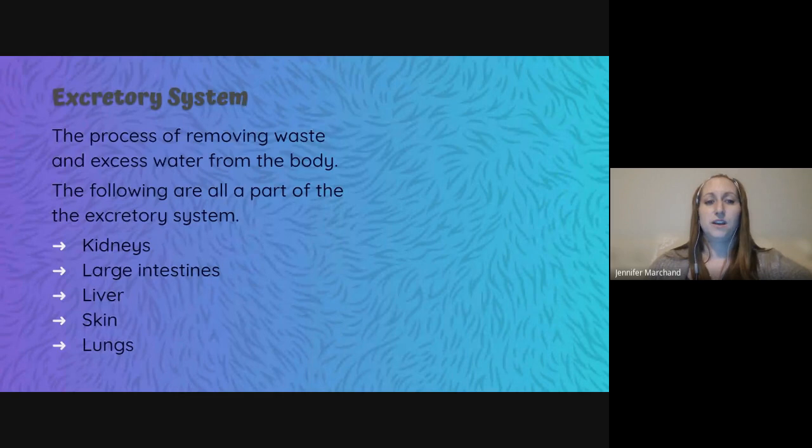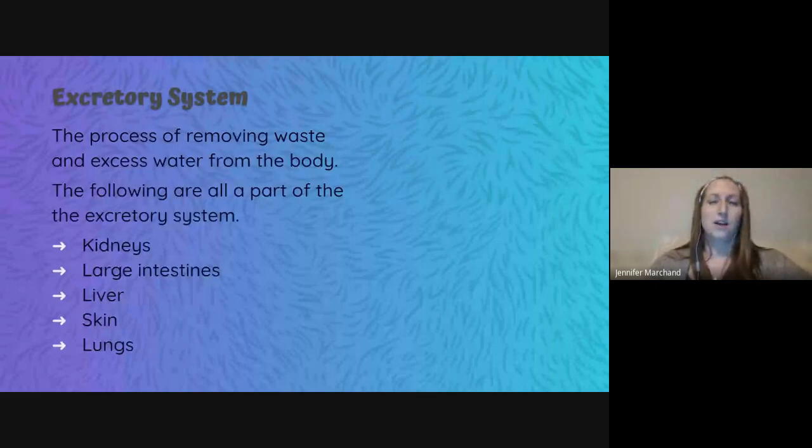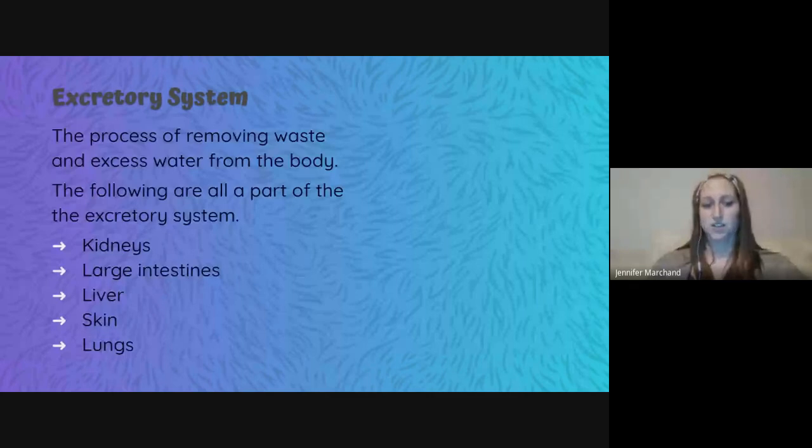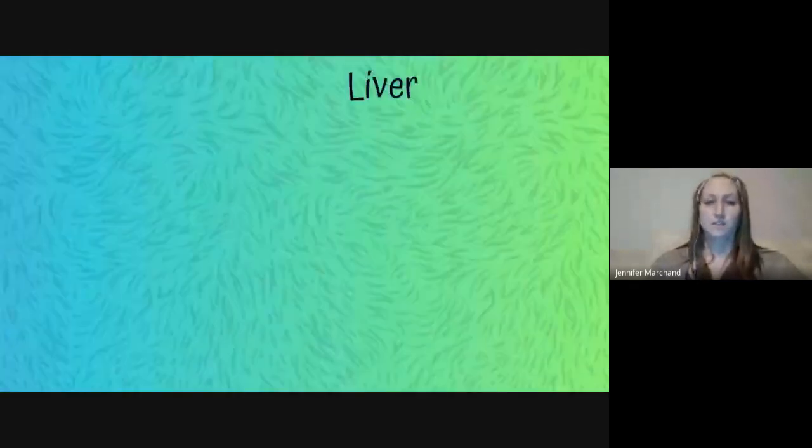Lastly, moving on, now we have the excretory system. So this is the way in which our body removes waste and also any excess water from the system. Obviously we're going to talk about defecation and the urinary system, but it's more than just that. We also get rid of water from our system through sweating. There's also, every time you breathe in and out, some water that goes in and out when you breathe. So these are all parts of the excretory system. So we have the kidneys, the large intestines, the liver, skin, and the lungs.